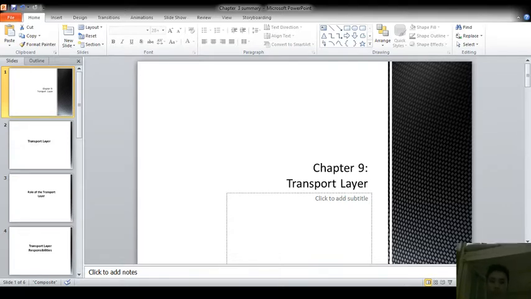So for today's video, we're going to tackle Chapter 9, Transport Layer, in the NetAcad. So without further ado, let's get started. So basically in this chapter, we're just going to be dealing with the transport layer and the transport layer protocols.